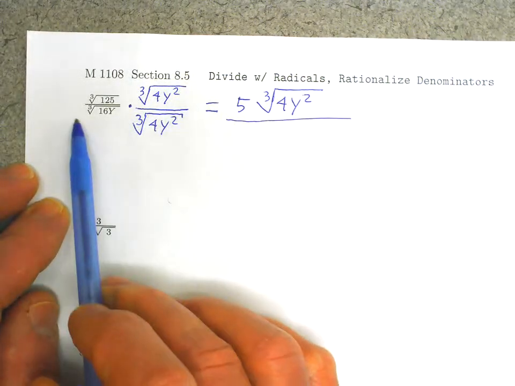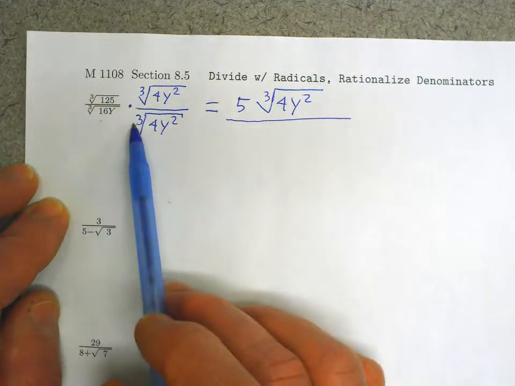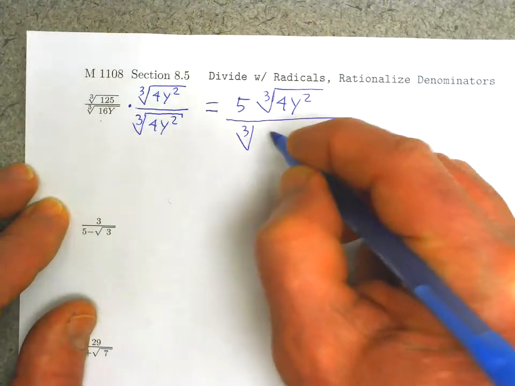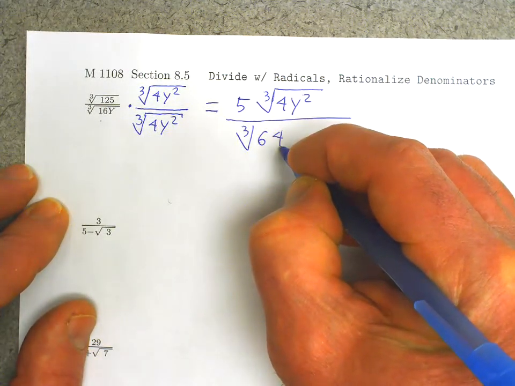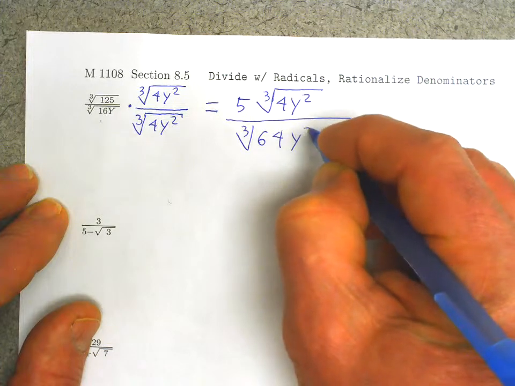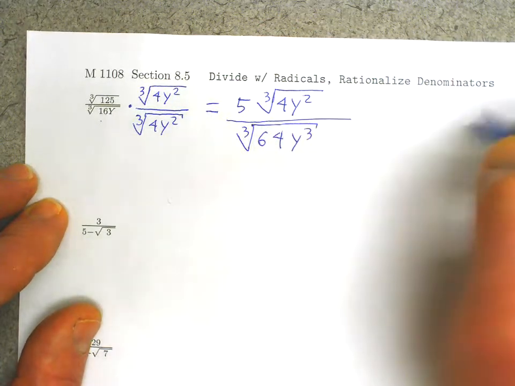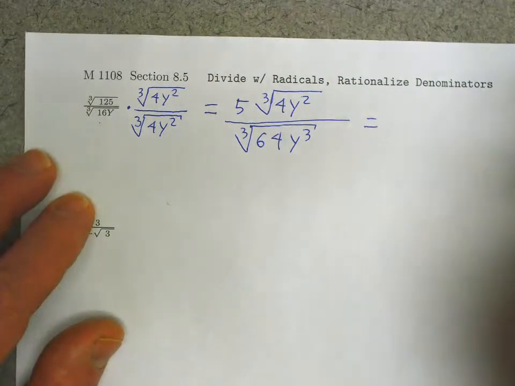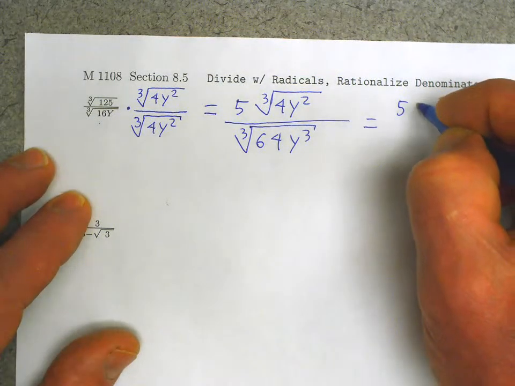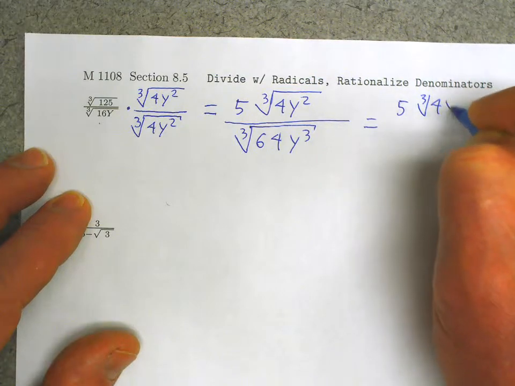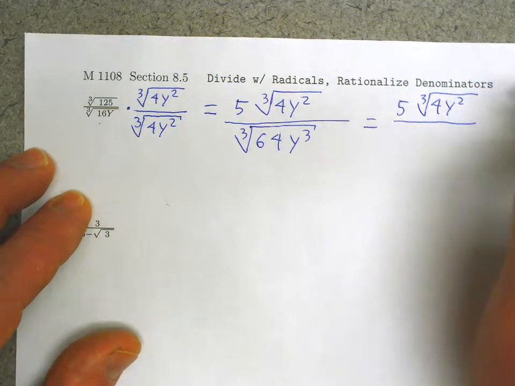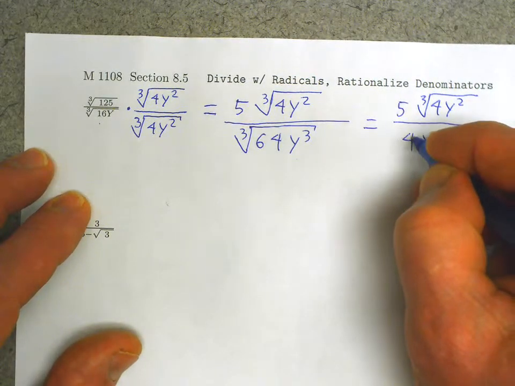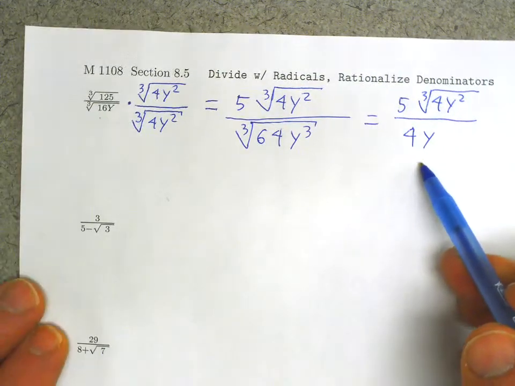Okay, in the denominator, the cubed root of 16y times the cubed root of 4y to the second is the cubed root of 64, because 4 times 16 is 64, times y to the third. And the denominator can be simplified so that there's no longer a cubed root in it. So the numerator is 5 times the cubed root of 4y to the second. And the cubed root of 64 is 4, and the cubed root of y to the third is y. So we rationalize the denominator.